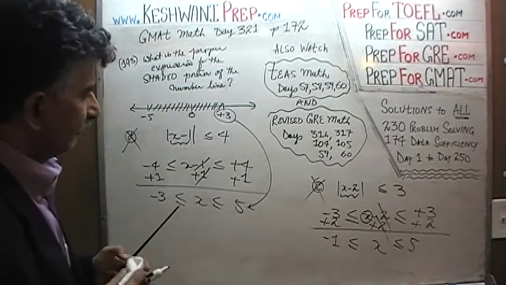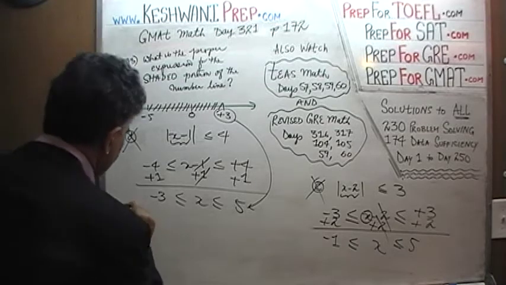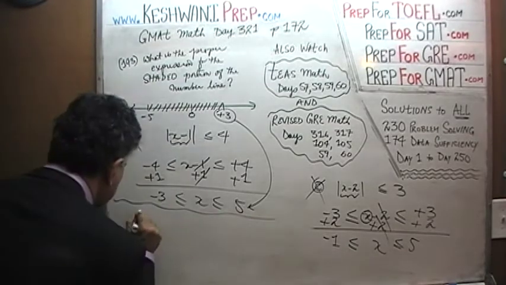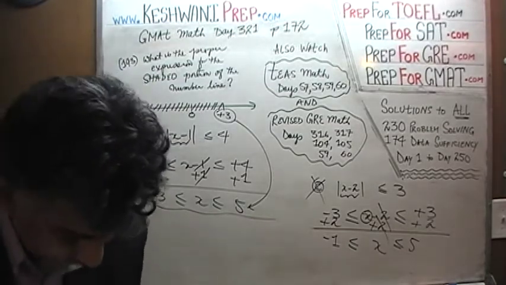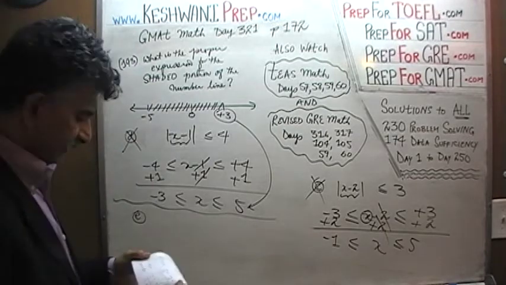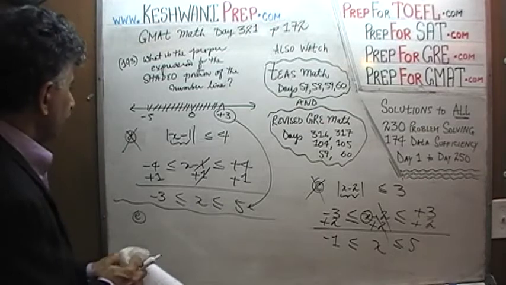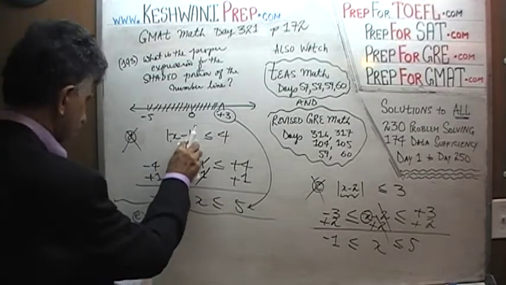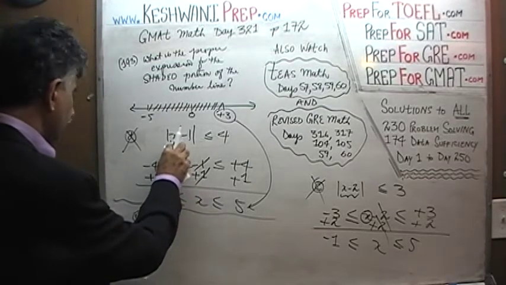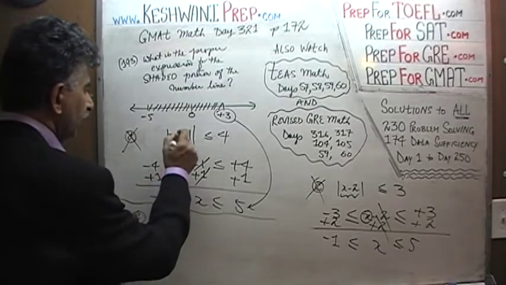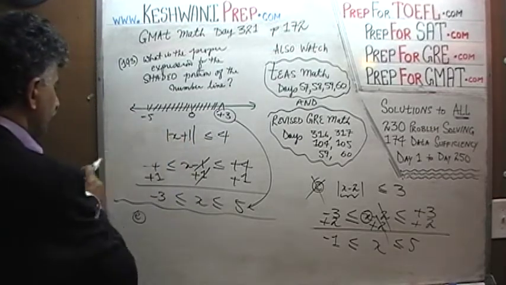Where can we find answer choice E? There are two answer choice E's at the bottom. Answer choice E says x plus 1. It's just x plus 1. In answer choice E, it's the exact same thing, except we have x plus 1. This is answer choice E.